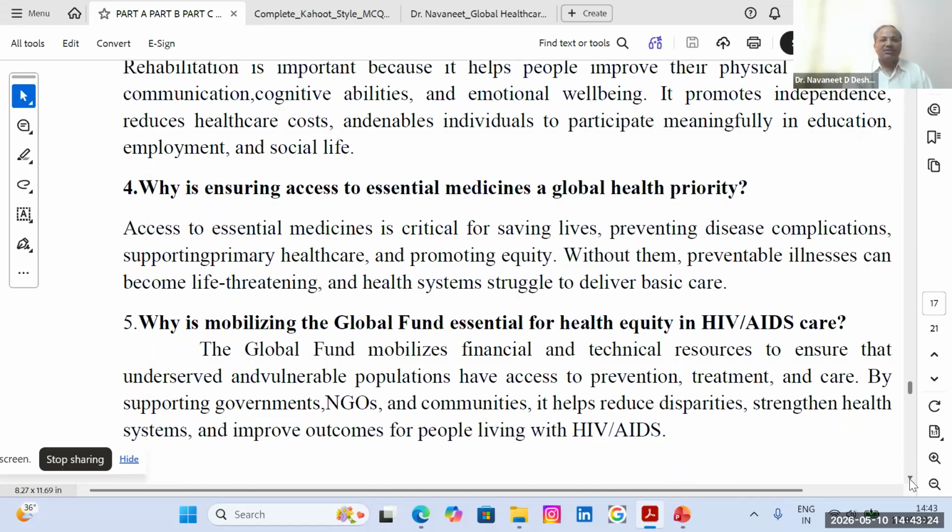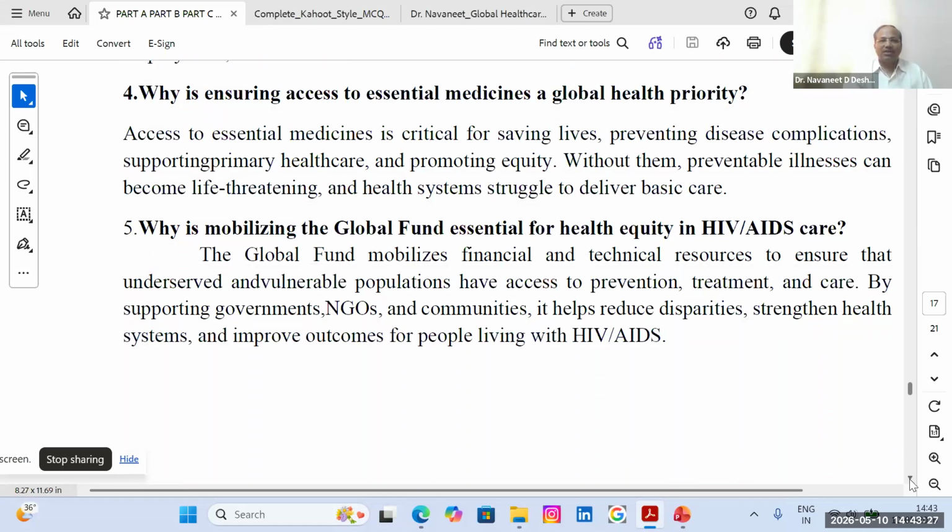Why is ensuring access to essential medicines a global health priority? Access to essential medicines is critical for saving lives, preventing disease complications, supporting primary health care, and promoting equity. Without them, preventable illnesses can become life threatening and health systems struggle to deliver basic care.